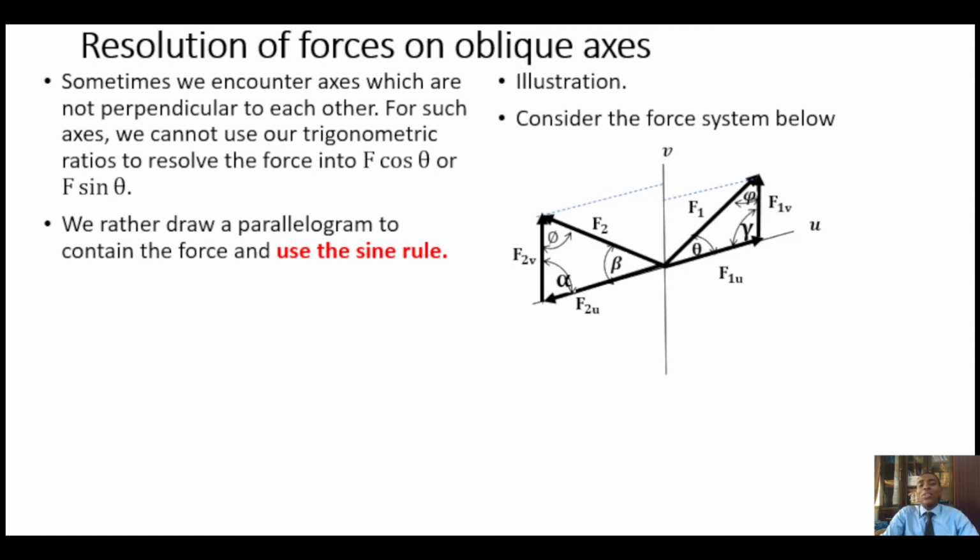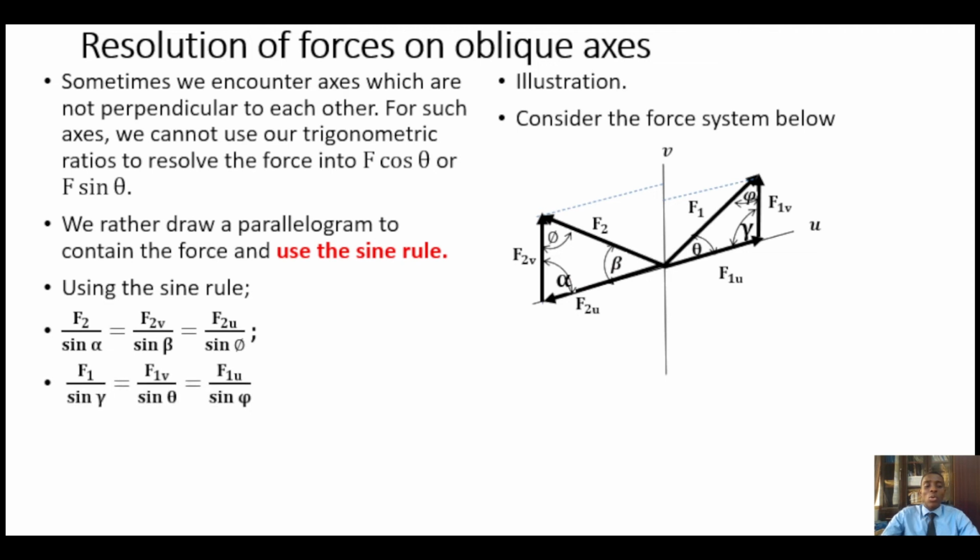These angles will come from the geometry. Now, using the sine rule, I can say that F2 divided by sine alpha is equal to F2V divided by sine beta, which is equal to F2U divided by sine phi. Take notice that all these angles must be opposite to the side of interest. This is F2, and the angle opposite to F2 is alpha. This is F2V, and the angle opposite to F2V is beta. Similarly, this is F2U, and the angle opposite to F2U is phi.